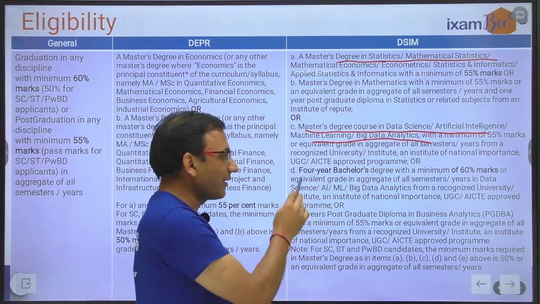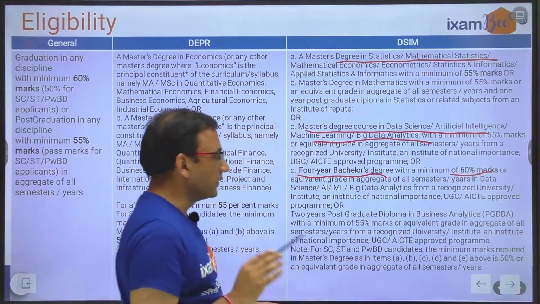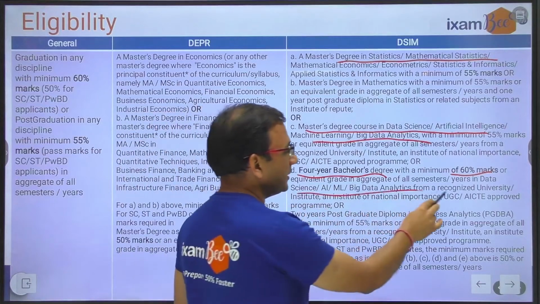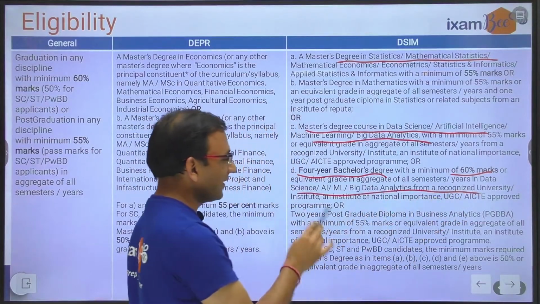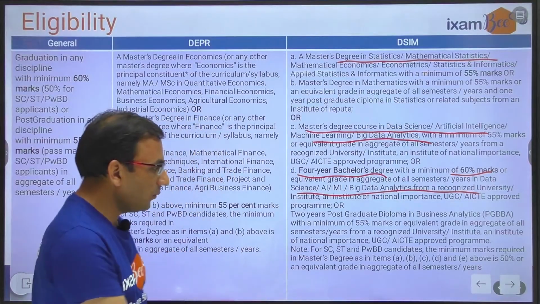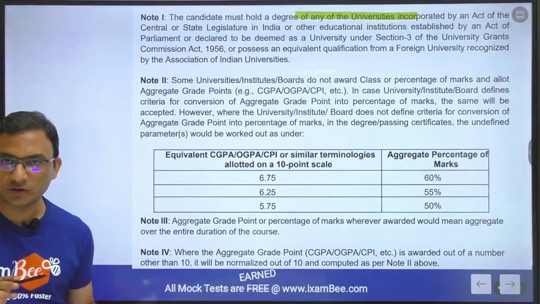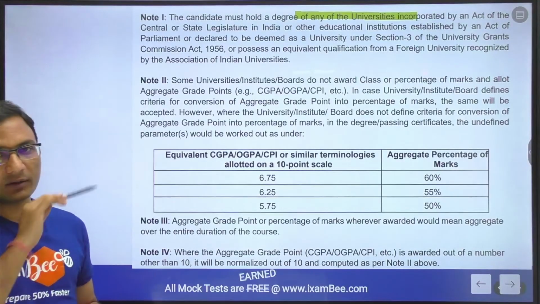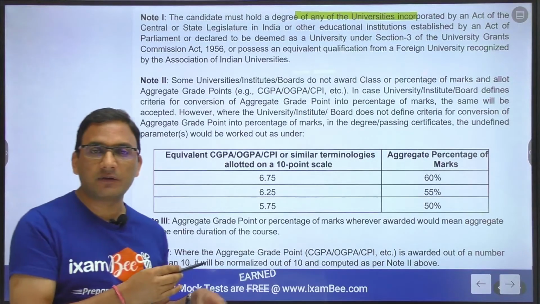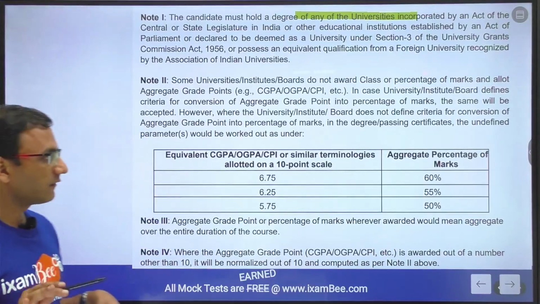Read all this carefully. Or a 4-year degree with 60% marks in, please read, data science, AI, ML, big data analytics. So that makes you eligible. Again, the 55% marks criteria is also here. So understand that if you are a postgraduate in economics, you will be eligible for DEPR. In statistics, mathematics, you will be eligible for DSIM. First, ensure that.